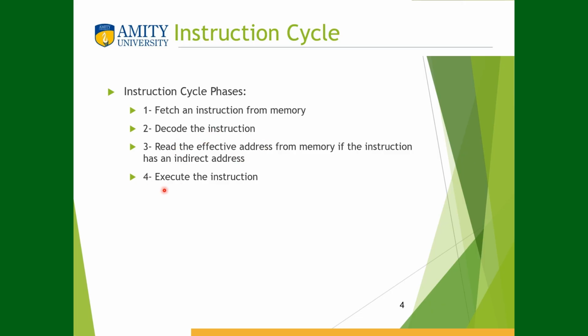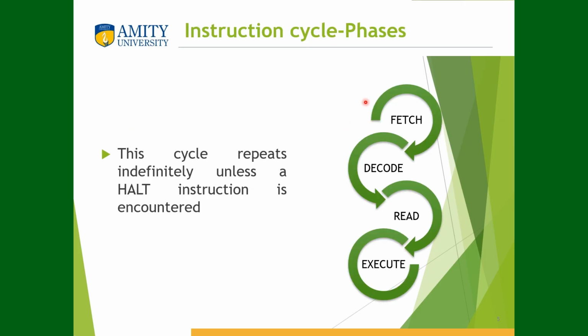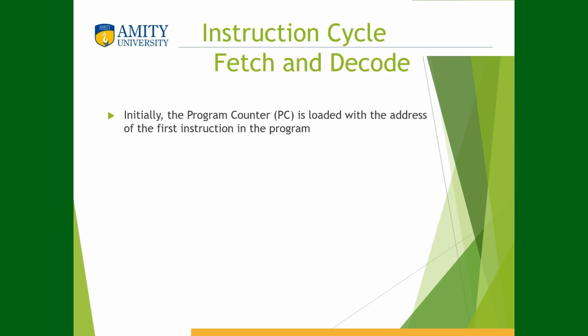Finally, the fourth step in the instruction cycle is the execution of the instruction. This cycle repeats indefinitely, so you keep on going executing instruction after instruction until the halt instruction is encountered. This is the cycle. First we fetch the instruction, then we decode the instruction, we read the effective address, and finally we execute the instruction and continue all over again.